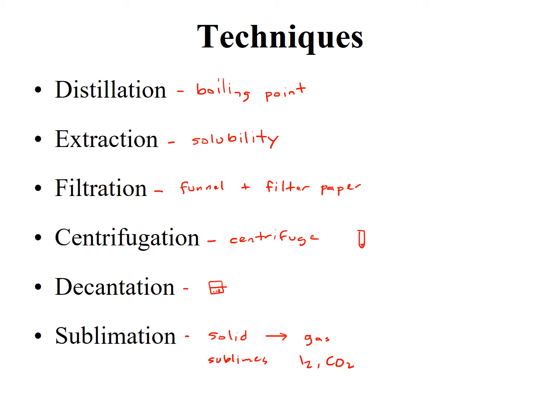So the mixture that we have is SiO2 and, what's the other one? NaCl. So what's the main difference between the two? Their solubility.